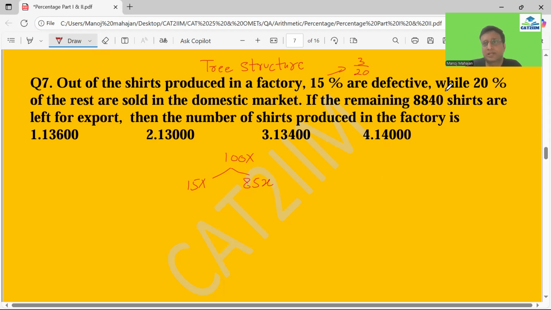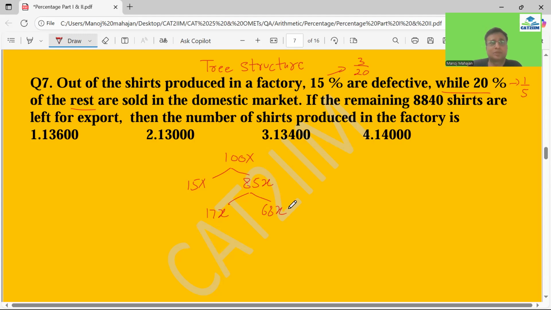Now, what they're saying is, while 20% of the rest, so what is the rest? 85x. What is 20% in fraction if I look, 1 upon 5? So again, 1 upon 5 is easy to calculate of this. Again, integer part we're getting 17x. Can I put it over here? So these are sold in the domestic market. How much would be left out? 85 minus 17 if I do, that would be 68x.